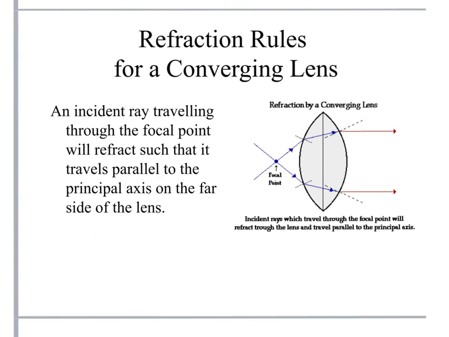Our next rule is focal to parallel. Just like our rules for our mirrors, we have parallel to focal, focal to parallel. As you can see here, any ray that goes through the focal point will come out the other side running parallel to that principal axis that is not actually shown right here.